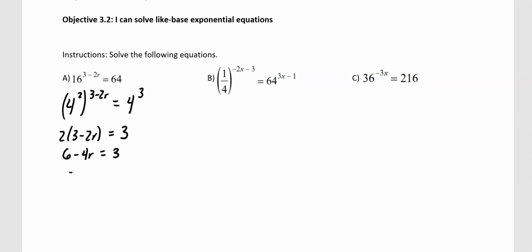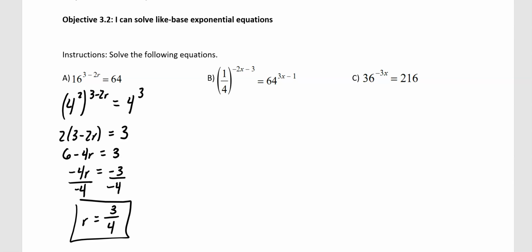I subtract 6 from both sides. I'd have negative 4r equals negative 3. Divide by negative 4. And I find that r equals 3/4. There we go. All right, looking at letter B, we have a fraction here.